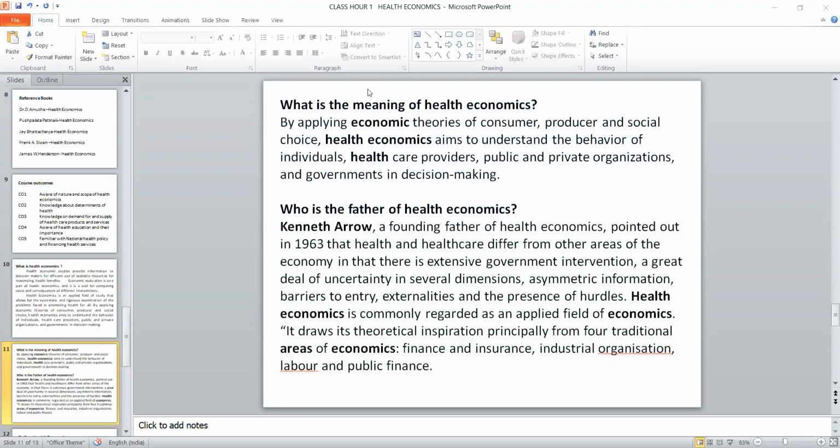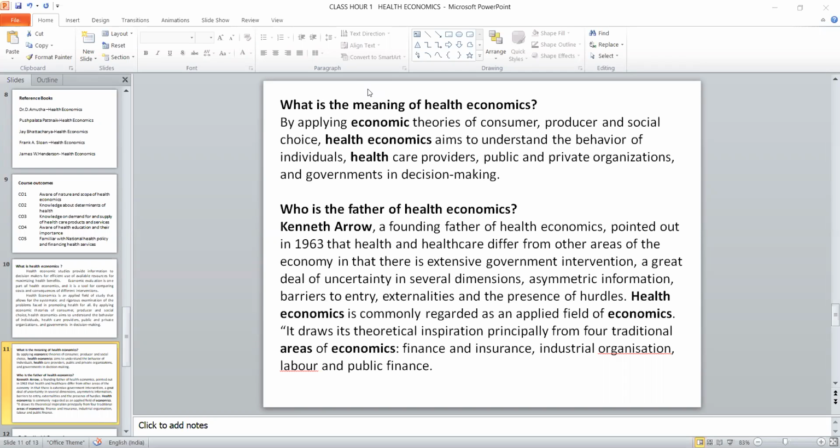The healthcare provider and the individual need some place to meet. That place is a health center. So what is the interlink between these two? Health economics will provide the information.